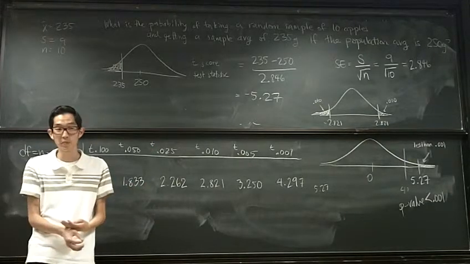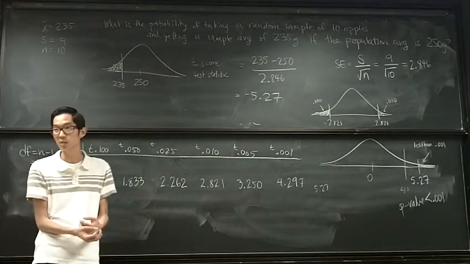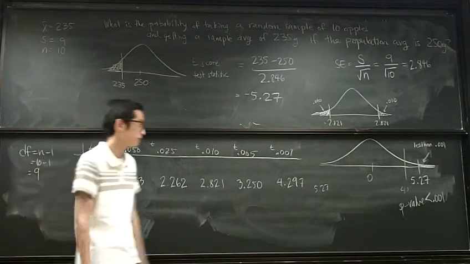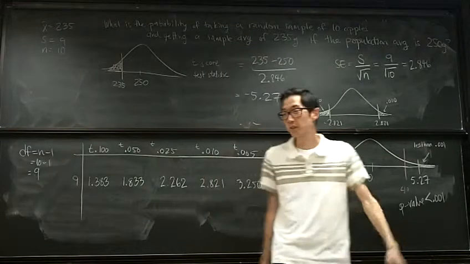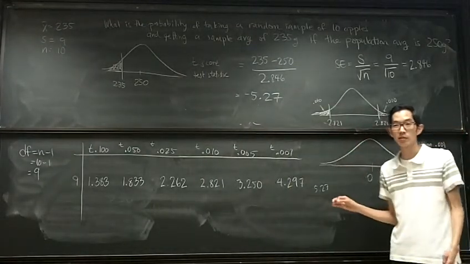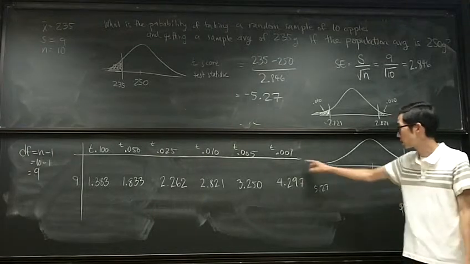So in the book table, there's only this many columns. So any number above that, you're just going to say less than 0.001. That's it. And if you had a computer, it would give you a more specific value.